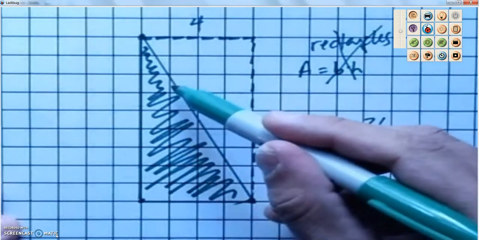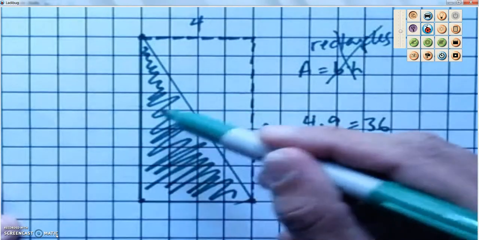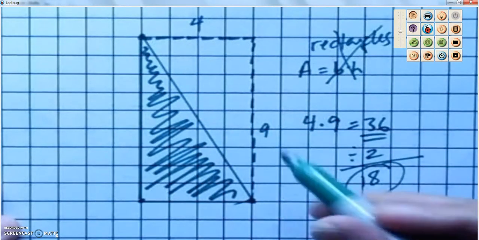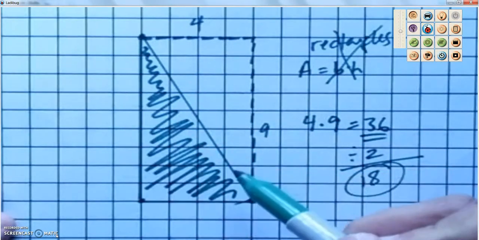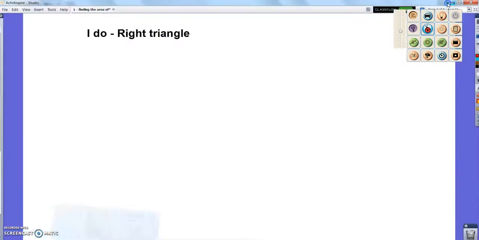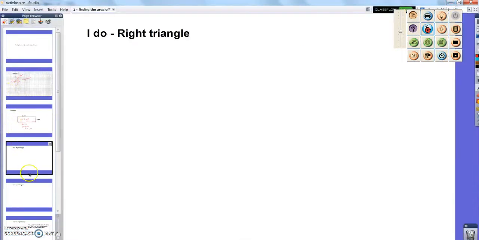Cool? So now if I added all these little parts together, I counted 13 whole ones, and if I added all these little parts together, there would be 5 more, and so I would have an area of 18. Pretty neat. We'll do one together in a moment. So that's one type of figure you may find the area of, other than a rectangle.